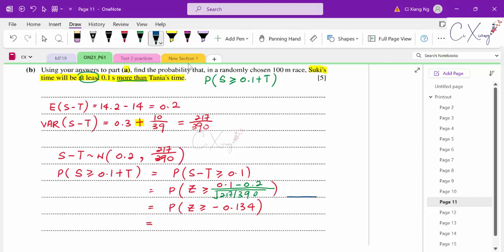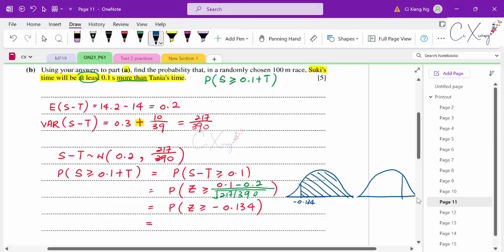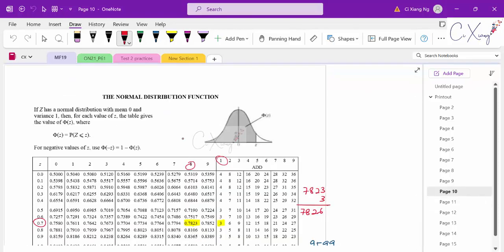Then this area, negative 0.134, is the area we are interested in. But in the normal distribution table, we do not have negative values of Z. So you have to imagine this area as the same as what area in positive 0.134. So let's say this is positive 0.134. It should be the same as this one. In short, Z is smaller than or equal to 0.134. Then you find the answer from the normal distribution table.